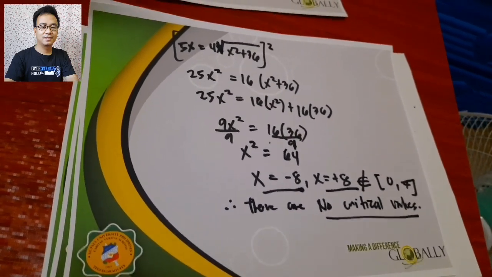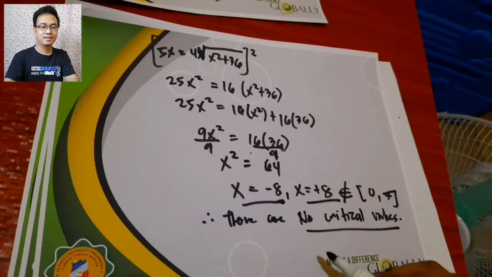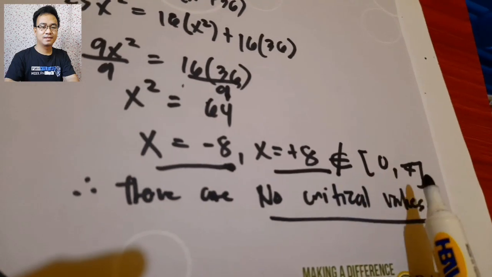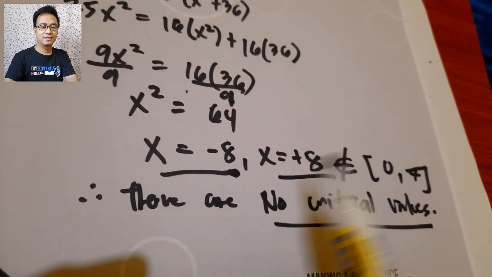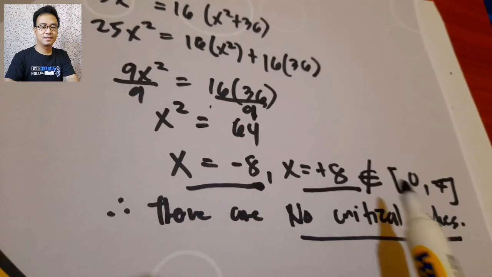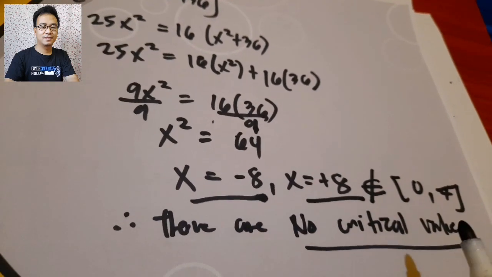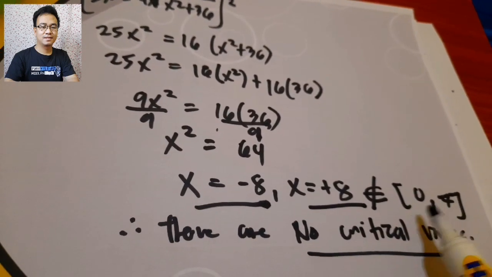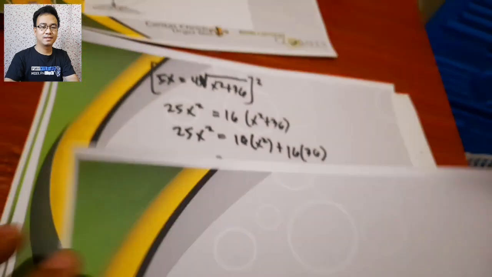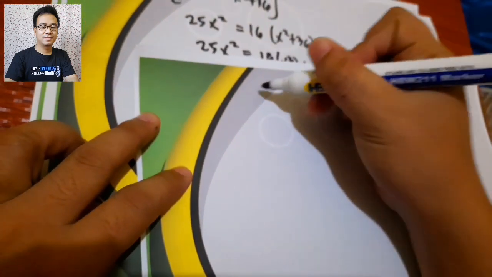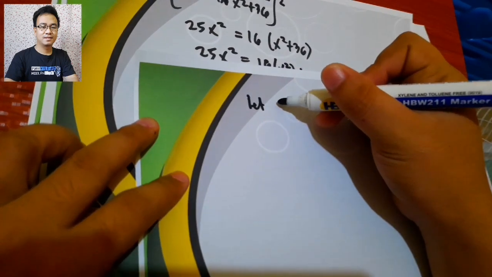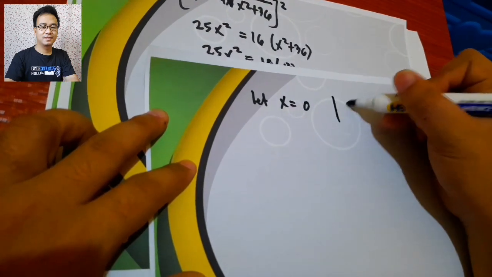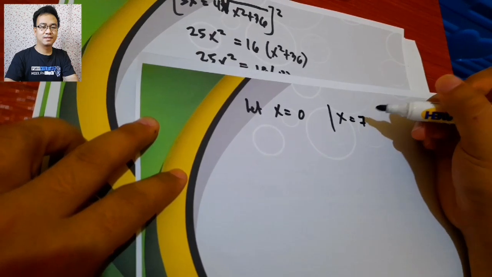Now, the next thing to do, with the idea that we can find the extrema at the endpoints of the interval 0, 7, or at a critical value, but the problem is that we don't have critical values. So we will be solving for the values of the extrema within our interval 0 and 7. This time, we let x equal 0, and we also let x equal 7.